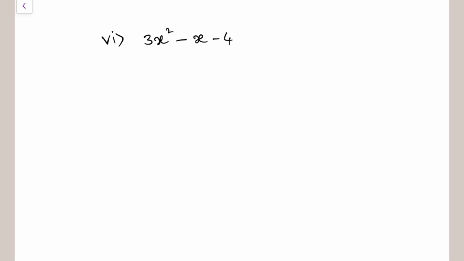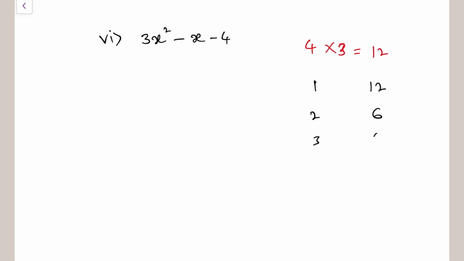So first thing, what it is, multiplying the constant with the x square coefficient, right? Here the constant is 4 and the x square coefficient is 3. So 4 3s are 12. First write where 12 will come. 1 12s are 12, 2 6s are 12, 3 4s are 12, in reverse 4 3s are 12, 6 2s are 12, 12 1s are 12.